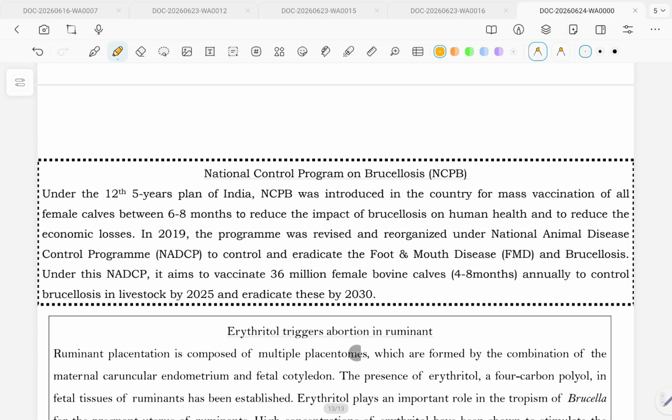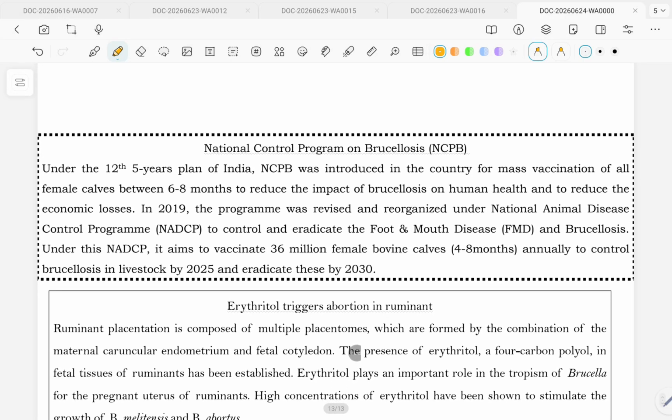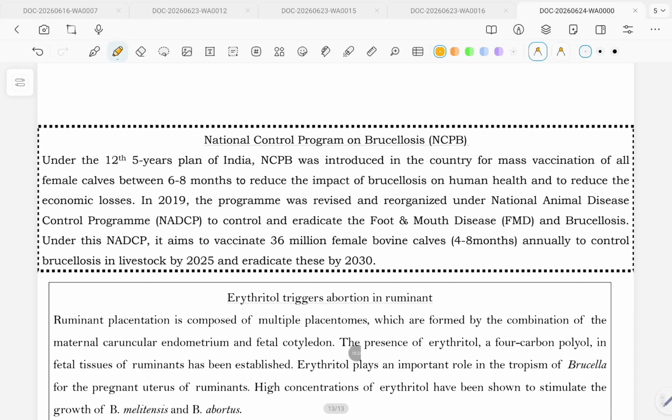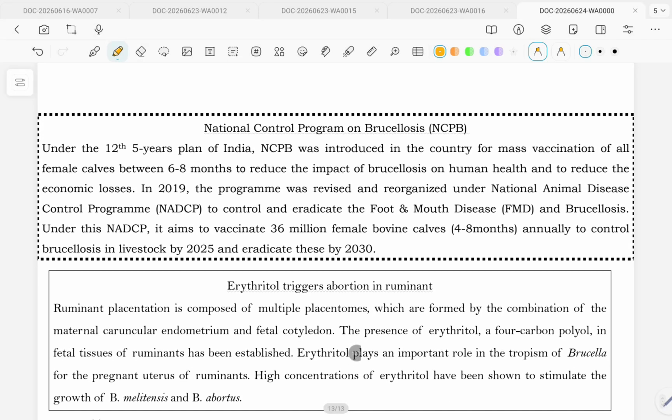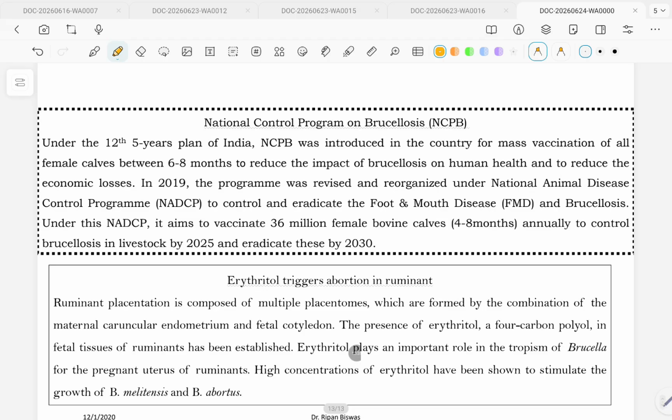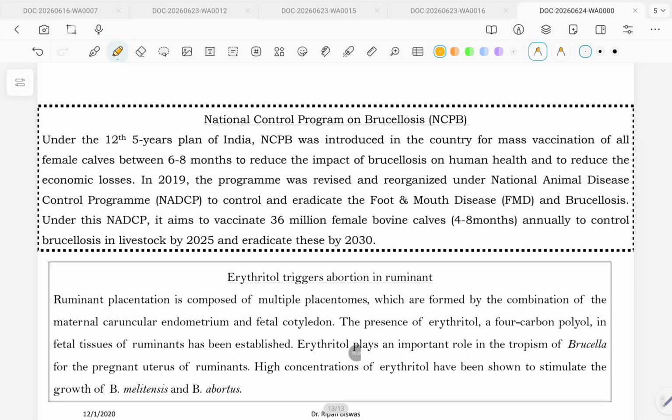National Control Program on Brucellosis (NCPB). Under the 12th Five-Year Plan of India, NCPB was introduced in the country for mass vaccination of all female calves between 6 to 8 months to reduce the impact of brucellosis on human health and to reduce the economic losses.